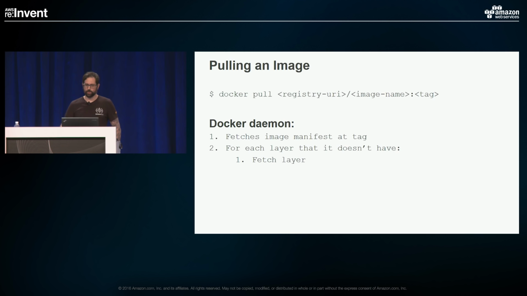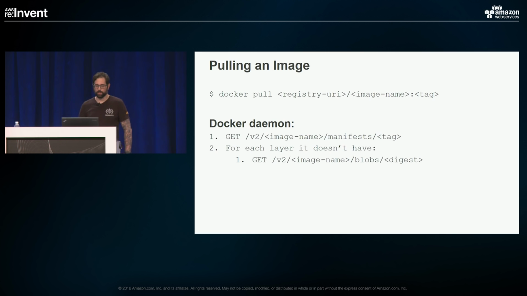Now, when you tell this, the command is going to hit the daemon, and the daemon is going to say, well, first we need to fetch this image at this particular tag, and for each layer I don't happen to have on the host, I need to go ahead and download it. So translating that to HTTP calls, it does an HTTP GET for /v2/image name/manifests/tag, and then for each layer that it doesn't have locally, it's a GET /v2/image name/blobs/digest.